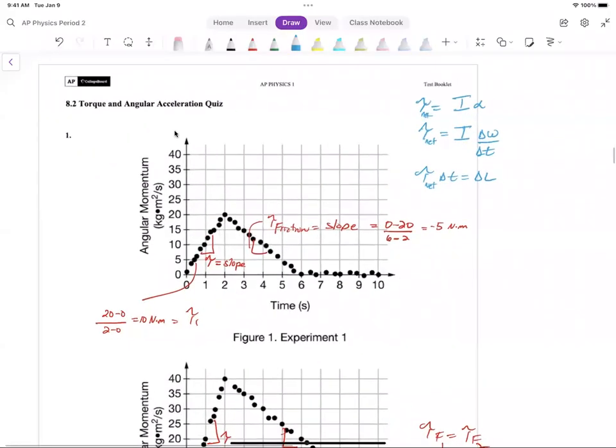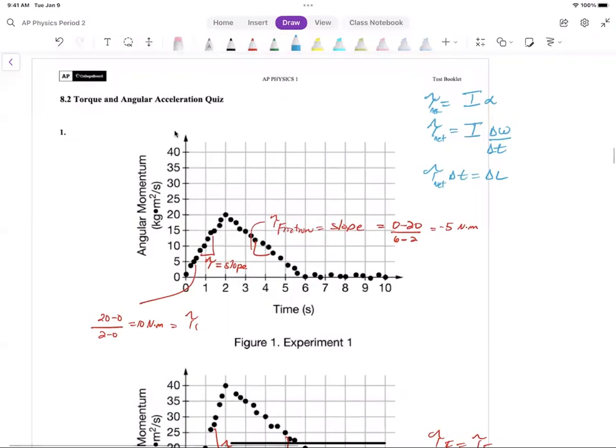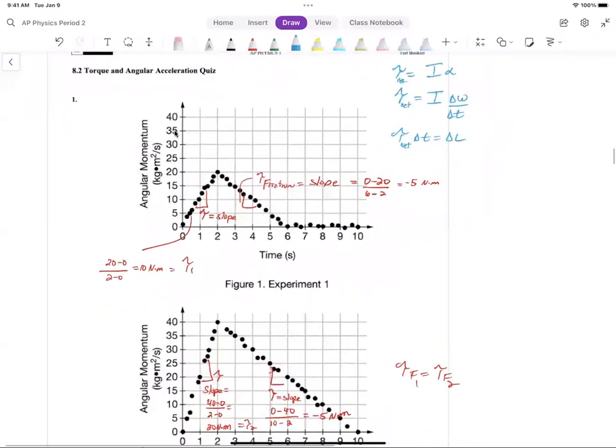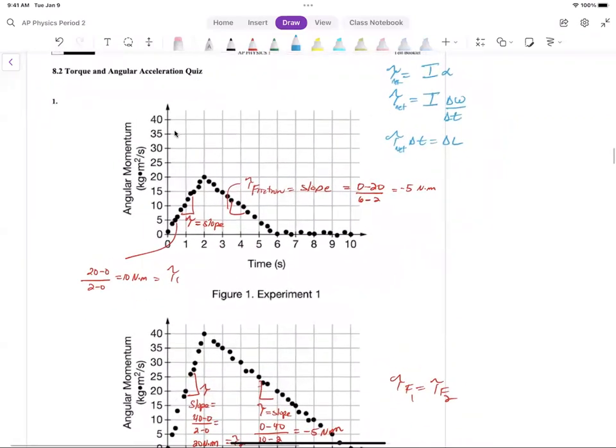Okay, this is another solutions video to help you with an assignment related to AP Classroom, Unit 7, which is torque and rotational motion. This is specifically related to torque and angular acceleration. So we have these graphs that were given to us. The graphs are angular momentum versus time.